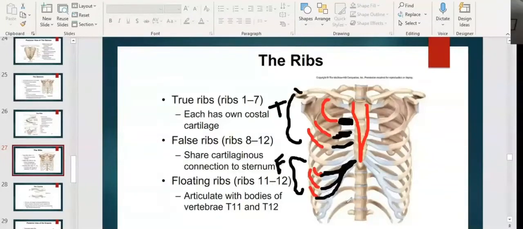And then you have these ones right here at the very bottom that you can see there, they don't connect to the sternum at all. And those are going to be considered floating ribs. True ribs are going to be the first 7 ribs. Then the bottom 4, from basically the 8th to the 12th rib, that's going to be false. And then at the very bottom, we have 2 floating ribs.